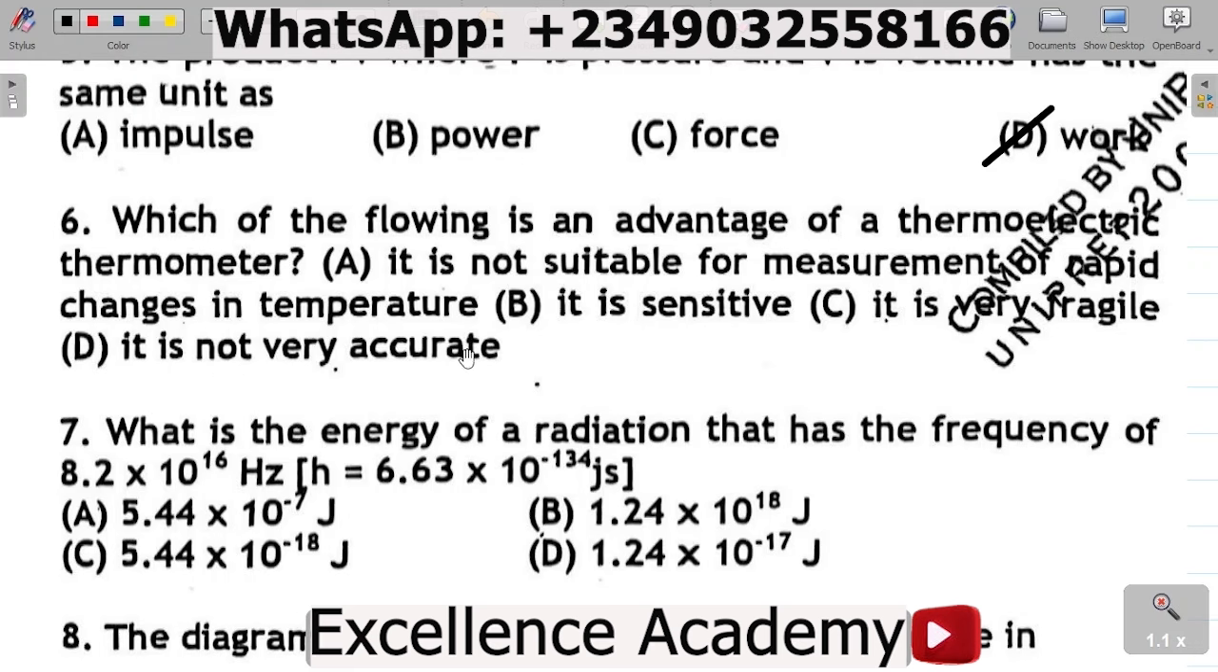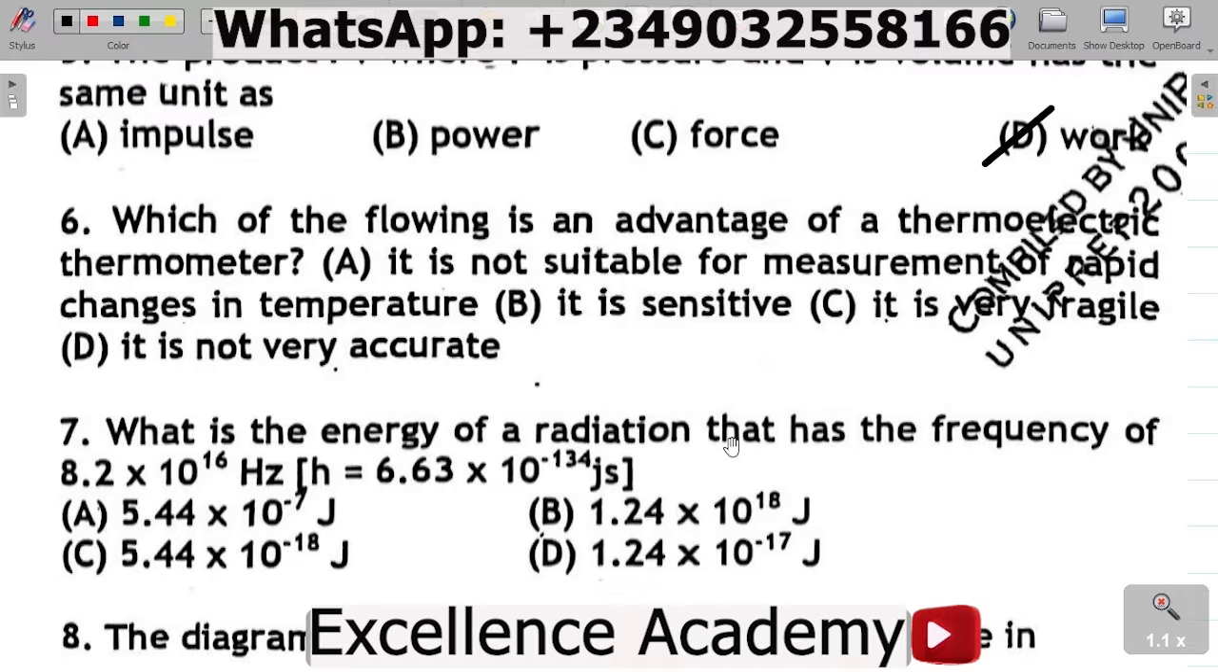D, it is not very accurate. So how do we solve this question here? Now, let's note something about a thermoelectric thermometer. Thermoelectric thermometers are used for measuring very high temperature, and they work on the principle of the thermocouple.